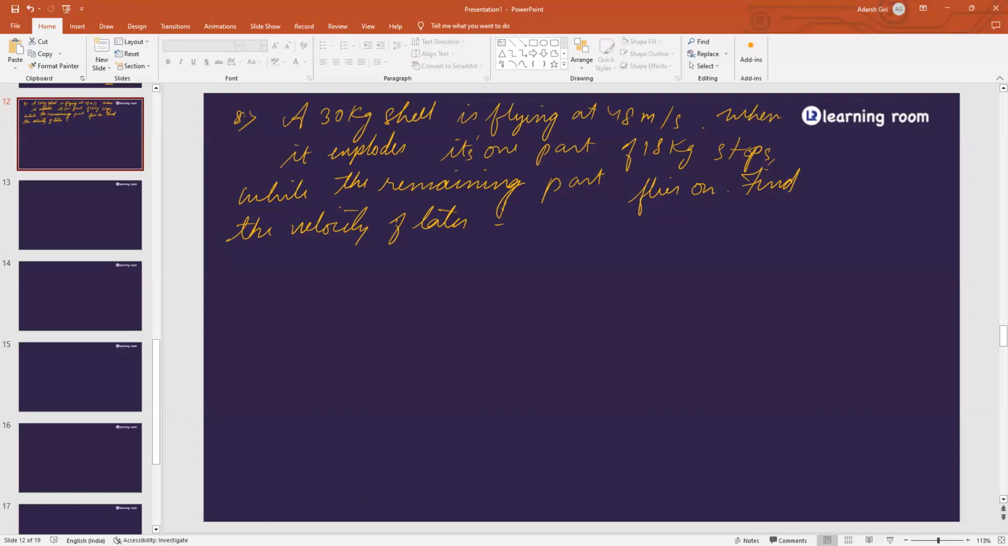Do it as fast as you can. 120 meters per second. Pardon? 120 meters per second. That's correct. Good. Everybody try to solve this.